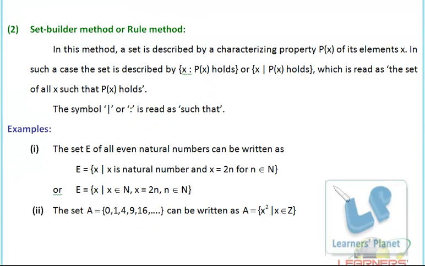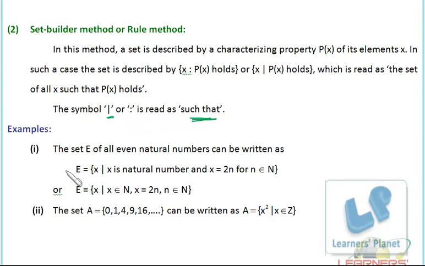Next is the set builder method or rule method. In this method, a set is described by a characterizing property P(x) of its element x. In such a case, the set is described as the set of all x such that P(x) holds, right? Okay, this symbol is read as "such that".